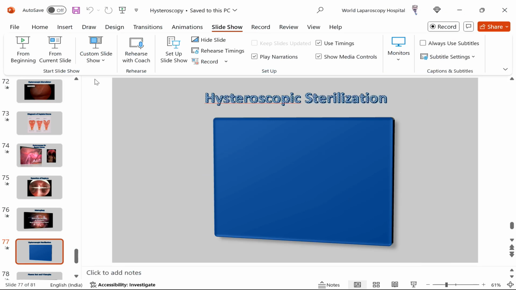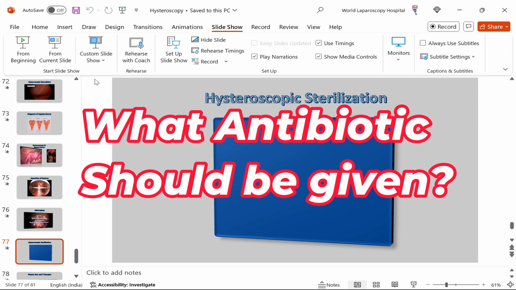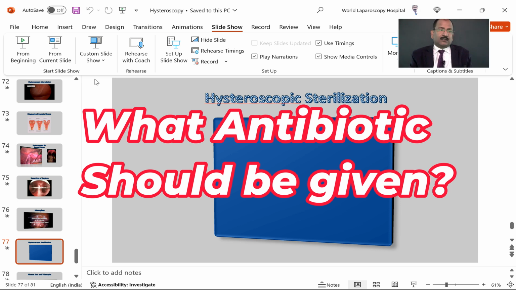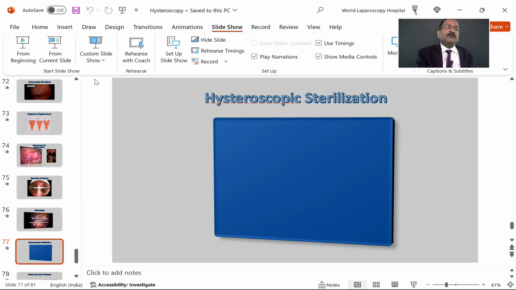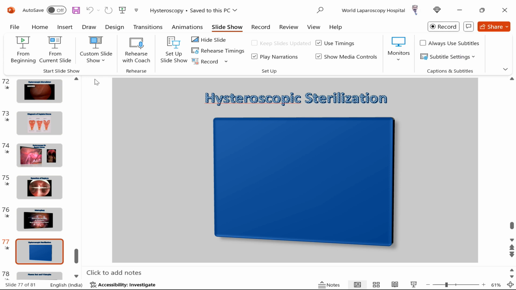Any other question? Do you give any routine antibiotics? Prophylactic antibiotics should be given: ceftriaxone, sulbactam. The vaginal flora is already there. The area should also be cleaned, with betadine painting and everything, because you may inadvertently push all the infection inside the cavity.